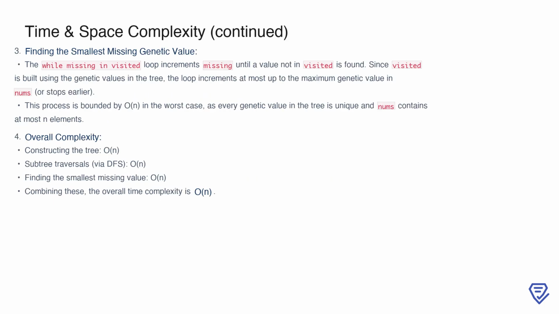Now let's examine the step where we find the smallest missing genetic value. The while missing in visited loop checks for the smallest genetic value not present in the visited set, incrementing the missing value until a gap is found. Since the visited set contains only the genetic values found in the tree and there are at most n unique values, the loop runs at most n times in the worst case. This makes the complexity of this step O(n). Combining all the steps, the tree construction takes O(n), the subtree traversals via DFS take O(n), and finding the smallest missing genetic value also takes O(n). Therefore, the overall time complexity of the solution is O(n), which is highly efficient given the problem constraints.